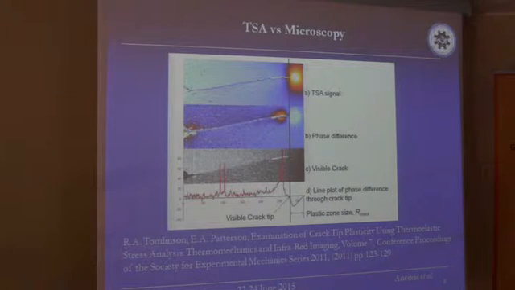The correlation between the amplitude signal and the phase signal with the microscopy and with the plot of the phase signal along the crack tip direction was already discussed by Thompson and Patterson.